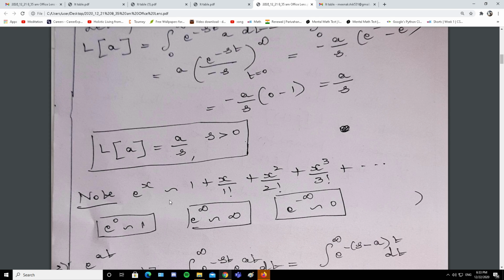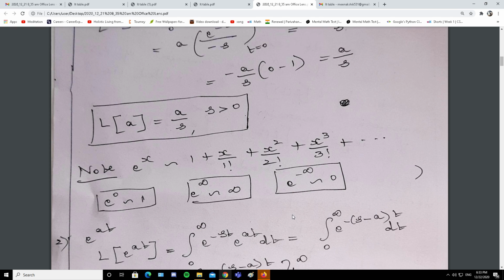We have seen this in Fourier and Z transform. e power x is a standard Maclaurin series: 1 plus x by 1 factorial plus x square by 2 factorial plus x cube by 3 factorial plus etc. It is an infinite series. When x is 0, e power 0 is 1. When x is infinity, e power infinity tends to infinity. When x is minus infinity, e power minus infinity tends to 0.